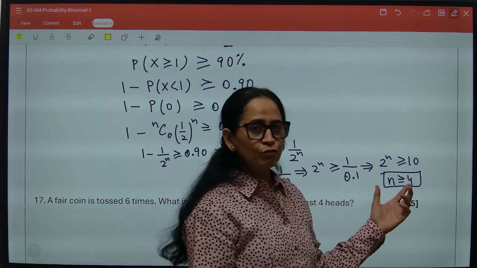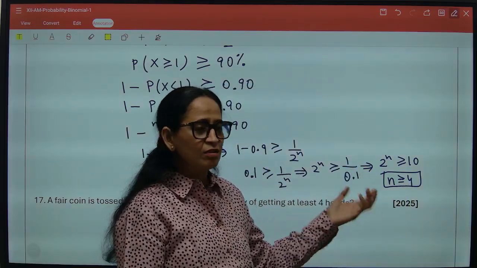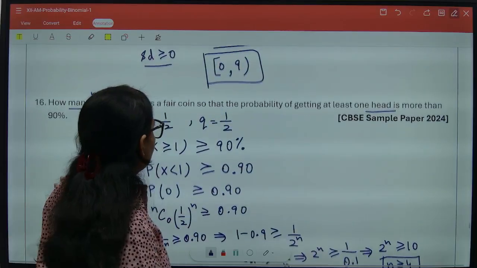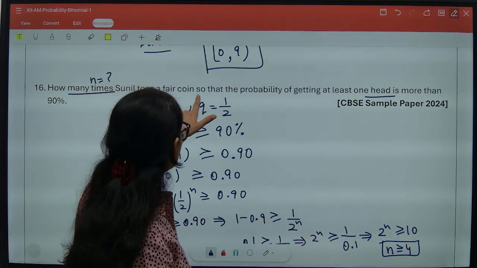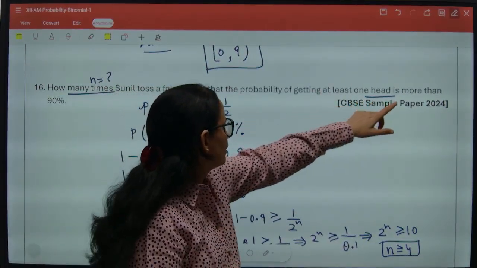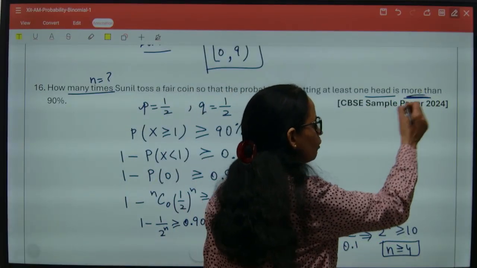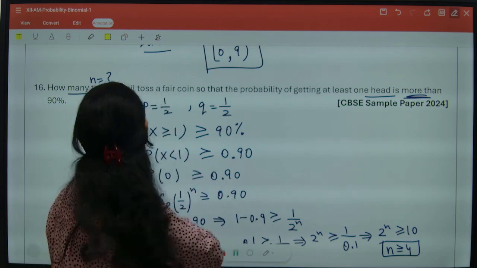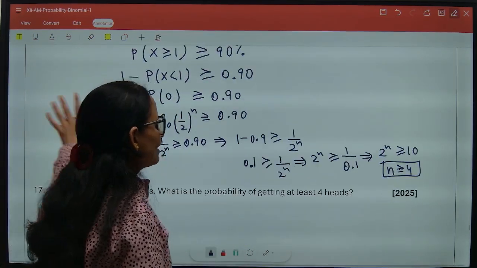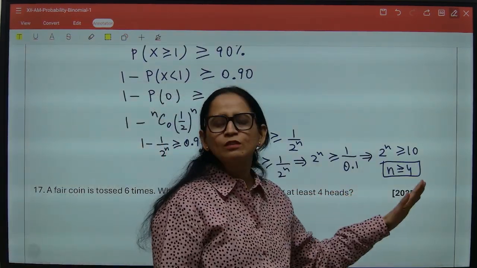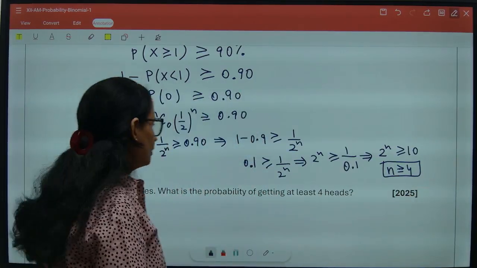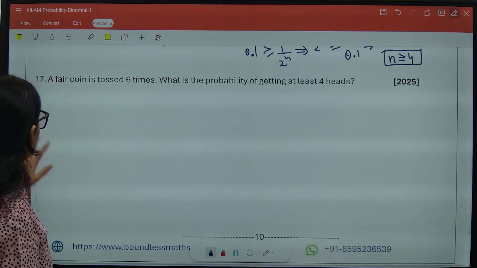Don't write equal to 4. It has to be greater than 4, because the question says how many times should we toss a fair coin so that the probability of at least one head is more than 90%. It is not given equal to 90%. It is more than. So that means n should be at least 4. Understood? Great.